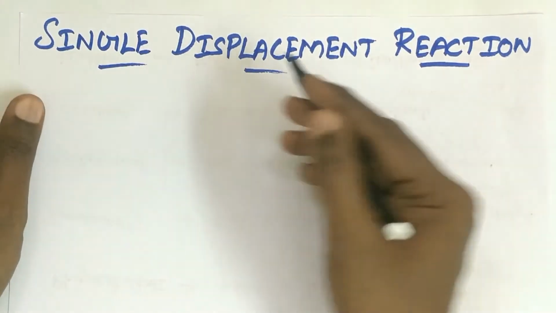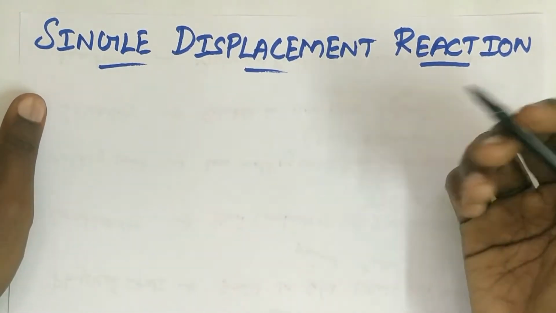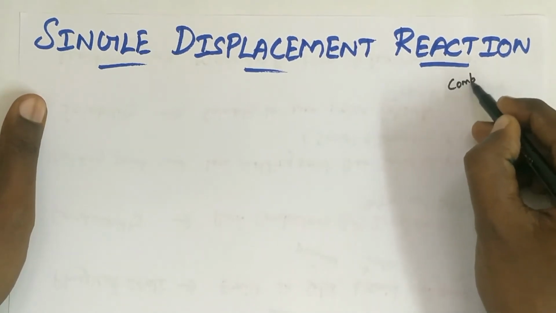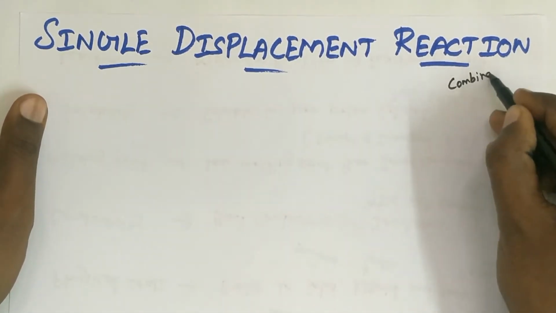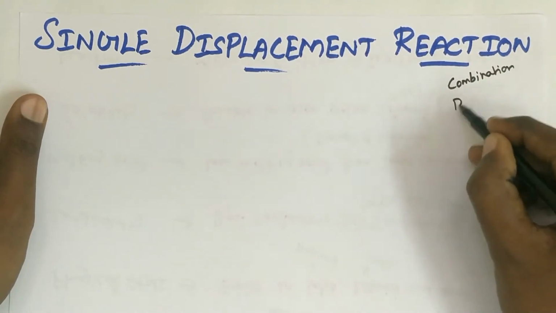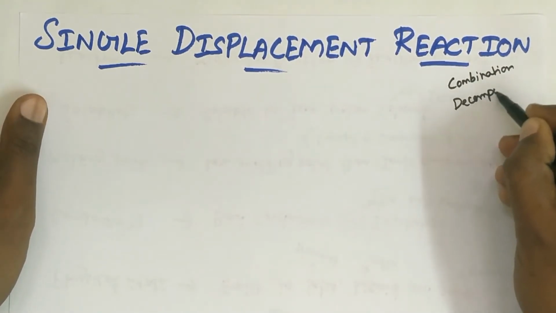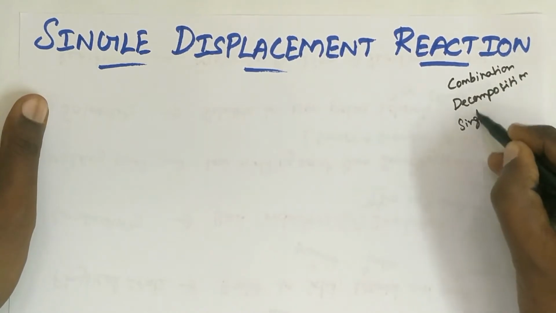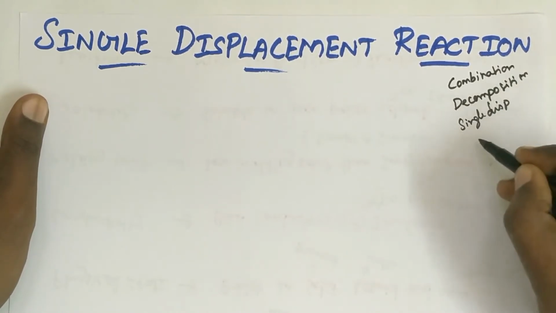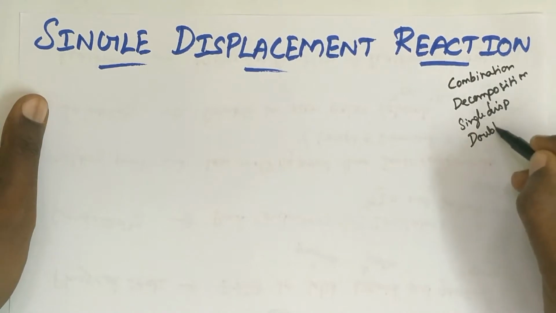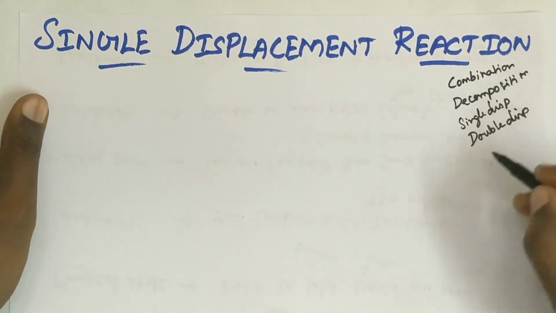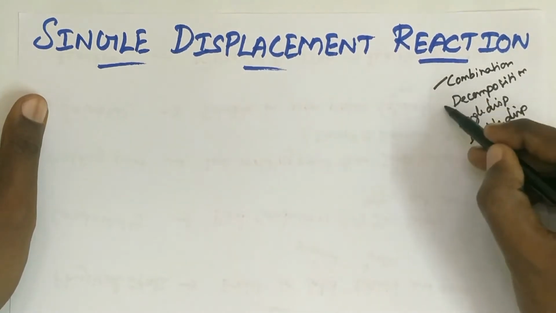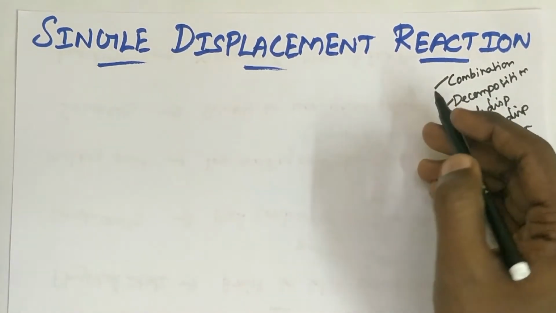So next topic is single displacement reaction. The types of reaction are: combination, decomposition, single displacement, double displacement, and combustion. The first two topics are already over. Next one is single displacement reaction.